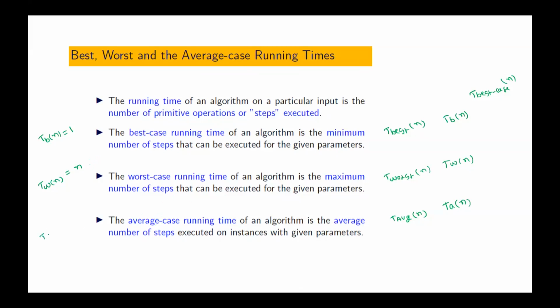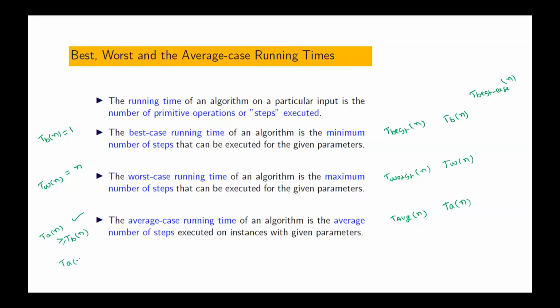Is it definitely greater than or equal to TB of n or not? On average, what is the number of times that the operation is performed? Can it be less than the number of times it is performed in the best case? No, it will be more than or equal to the minimum, for input of size n. So definitely it should be true.